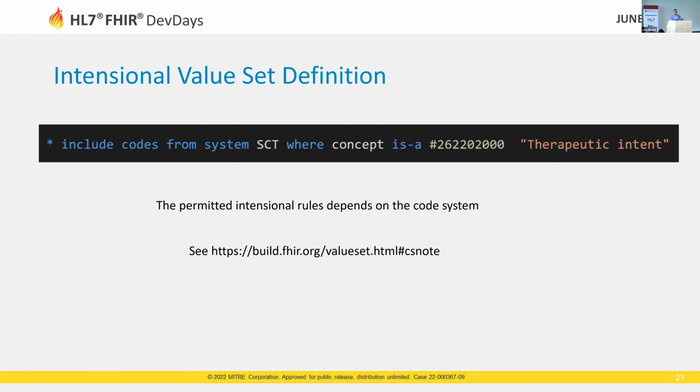All right, so I want to leave some time for questions. You can do intensional value sets. I won't go through this, but that's a way of creating a rule which brings codes into your value set.